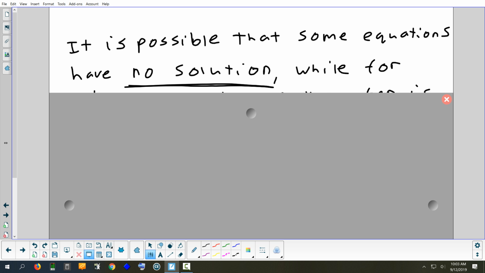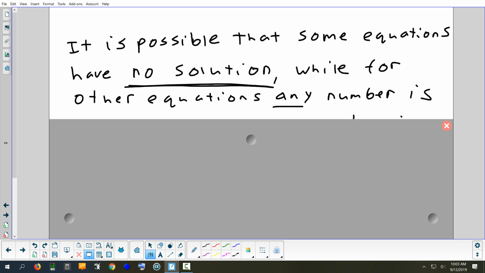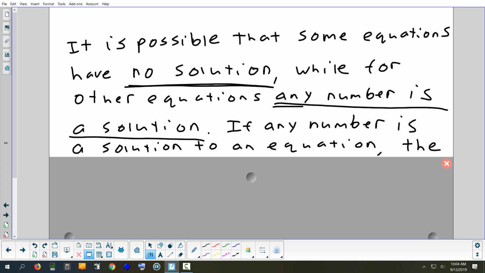And then, what's the opposite of no number being a solution? Multiple answers? Yeah, every number. Okay, so there's some equations where it's kind of weird, but no matter what number you plug in, it just always works. So the next part, for other equations, any number, I think that's what you want to put on the blank, any number is a solution. And there's actually a special name for that. If any single number is a solution to an equation, and we're going to write down what it's called in a second. So you're going to start with, if any number is a solution to an equation, the, and then I'm going to tell you the rest in a second.